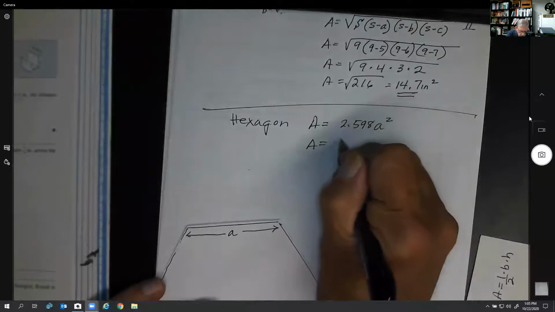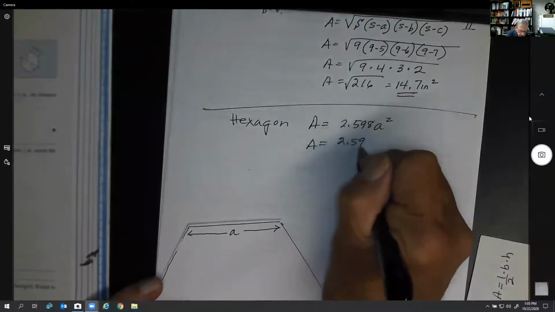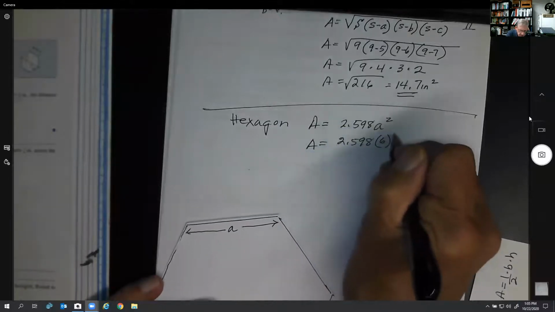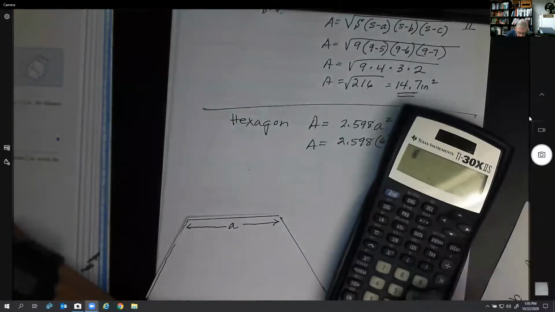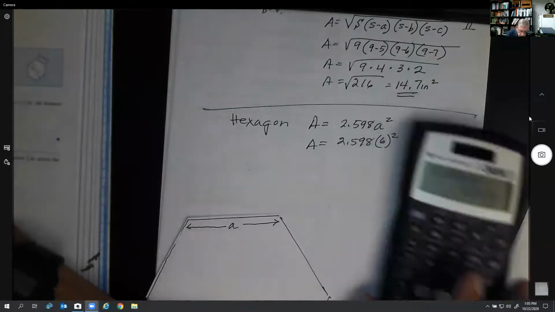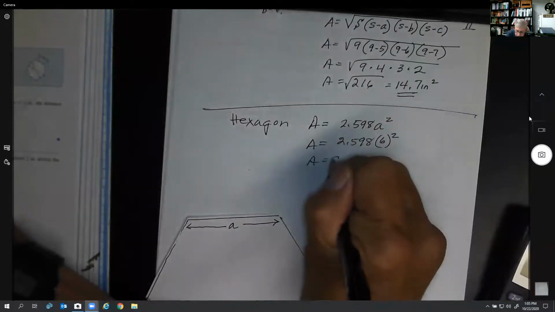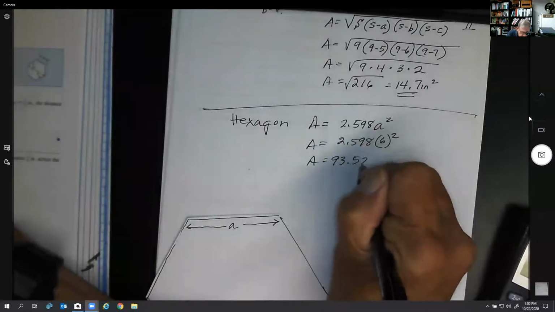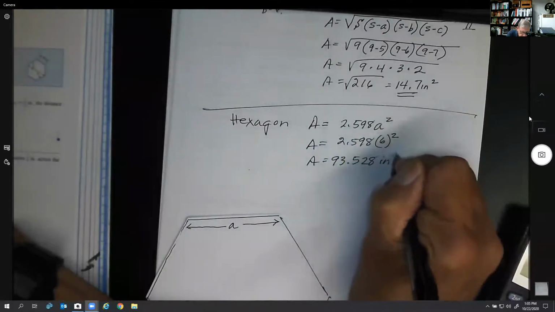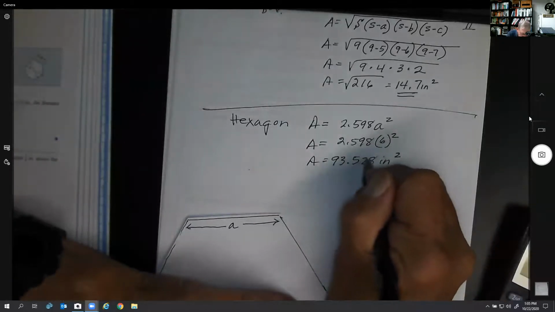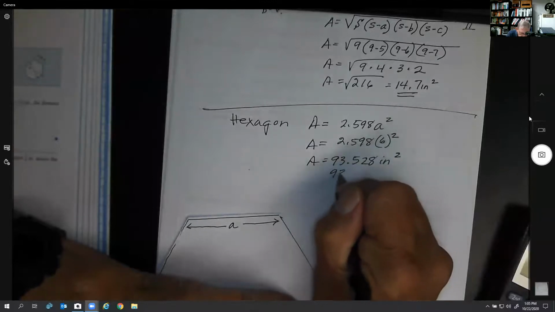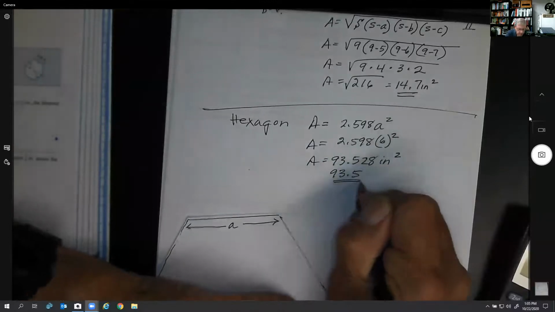The area equals 2.598 times 6 squared, or 36. So I'm going to take 2.598 times 36, 6 squared, 93.528 inches squared. If they wanted to round it off, then remember the number behind the 2 is small, so we could round this to 93.5 if we wanted to.